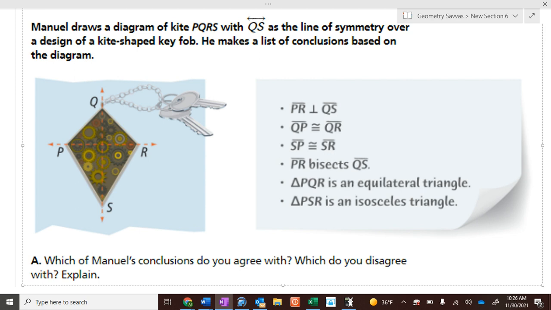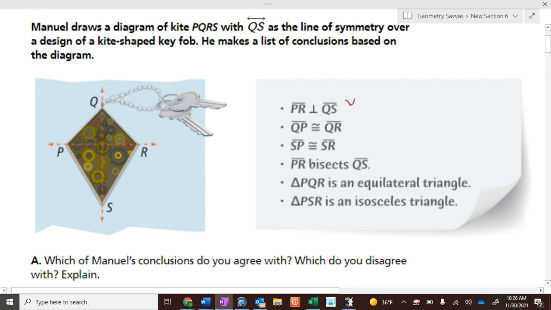Does PR look to be perpendicular to QS? Yes, I would say that one's a yes. Does QP look to be congruent to QR? These two look to be congruent to each other.